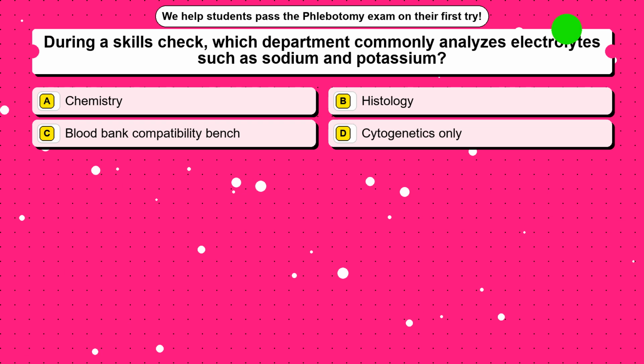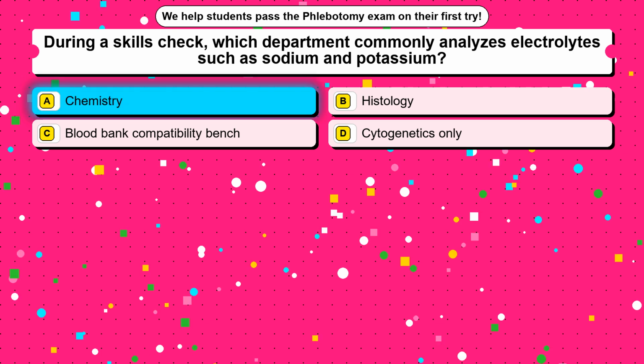Question 68. During a skills check, which department commonly analyzes electrolytes such as sodium and potassium? Option A, chemistry. Option B, histology. Option C, blood bank compatibility bench. Option D, cytogenetics only. The correct answer is option A, chemistry.